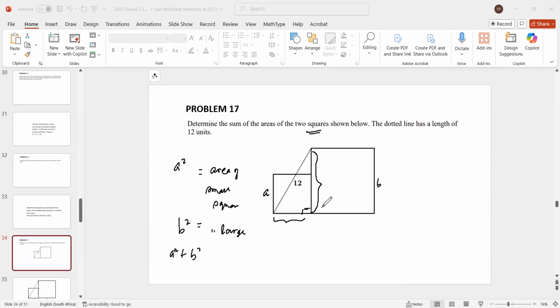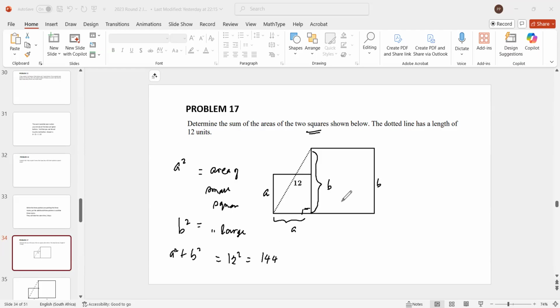These are squares which are next to each other, so these angles are 90 degrees. And this thing here is B because it's the side of the large square, and this is A because it's the side of the small square. And therefore, straight away from Pythagoras, you got that A squared plus B squared, from this diagram here, will be equal to 12 squared. That is what you needed to find out. What is A squared plus B squared?